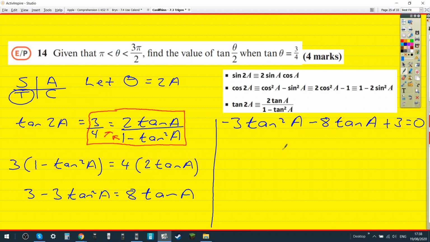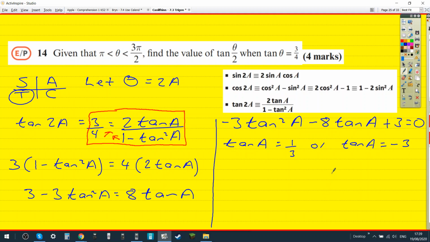Okay, so minus 3, minus 8, plus 3. A equals 1 over 3 or minus 3. That was what I was afraid of. A is not equal to a third. Tan A is equal to a third. Oh, right.